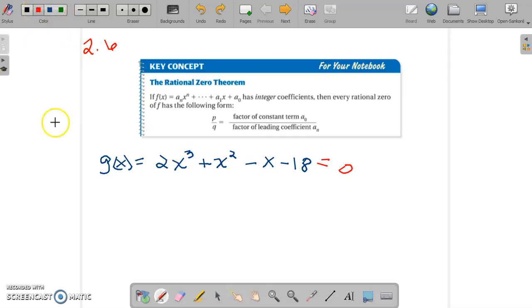So I'm going to do that in red, and I've got plus or minus 1, plus or minus 2, plus or minus 3, plus or minus 6, plus or minus 9, and plus or minus 18. Those are all of the possible factors of 18. Now in another color, I will use green, I will list all the possible factors of my lead coefficient, which luckily there's only 2 of those, plus or minus 1, plus or minus 2.